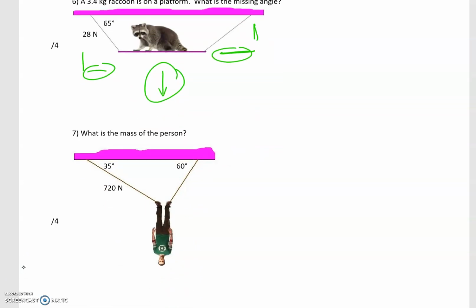And the last one, similar-ish. You'll find the mass of the person, very similar to the raccoon. You can break the 720 apart, find the vertical, find the horizontal. You know the horizontal has to be equal because it's not moving sideways at all. Then you can use the 60 degrees. It is, again, just a right triangle. Use that 60 degrees to figure out what the missing vertical part is. Take the two vertical components, add them together, and they will give you the weight of the person. Once you have his weight, divide by the g value to get the mass of the person.